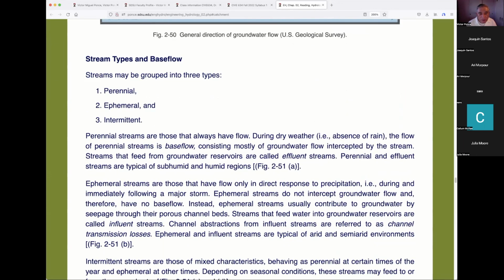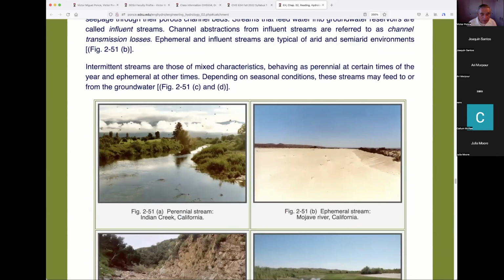Streams may be grouped into three types: perennial, ephemeral, and intermittent. I believe I do have pictures over here. We have a perennial stream, Indian Creek in California. I took this picture back in 1989. I had a project in Northern California. What was the name of that county? Plumas County, right. Plumas County, in Northern California. It's about five to six hours northeast of San Francisco. I don't know if you guys have been there, but it's a nice part of the state.